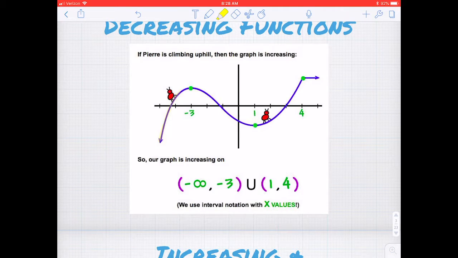So if I label the green points, I think, okay, from this segment to this green point, we said that we are increasing because Pierre would be walking up. That would be going from negative infinity up until -3, because that's the point, -3. Same thing from 1 to 4. If you notice over here, Pierre is walking up. So we have an increasing function, and that's from the point 1 to the point 4.